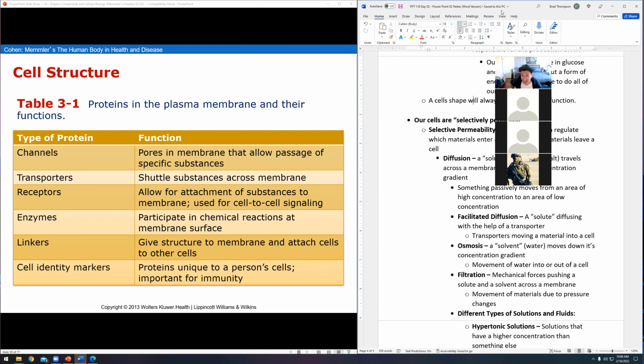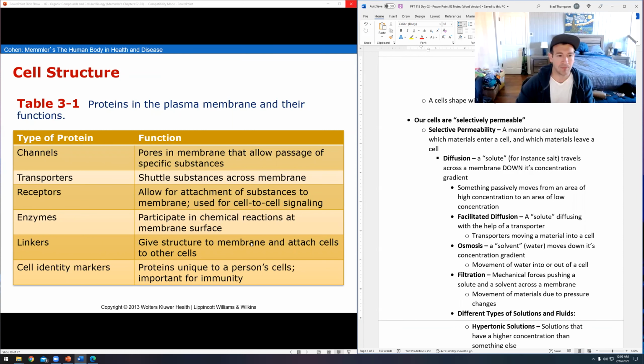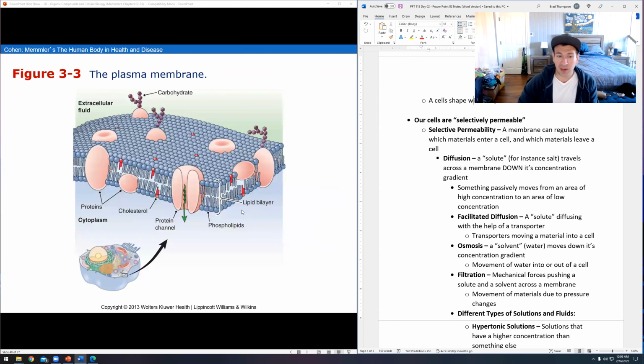So we do have cell identity markers. This is where things like blood types come from, that's also an identity marker situation. It's not exactly the same, but kind of similar. So your membrane is really cool.